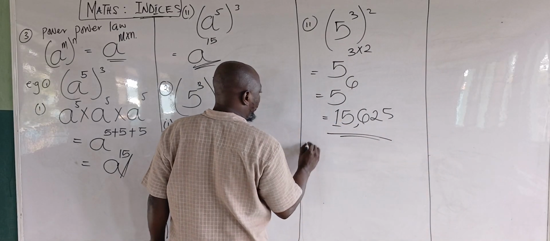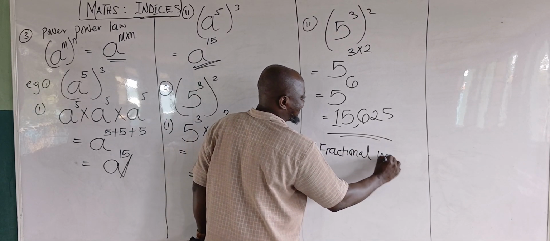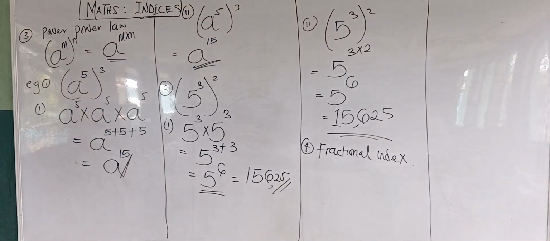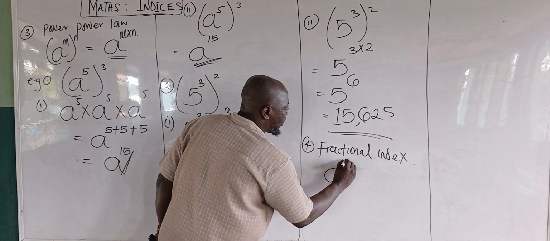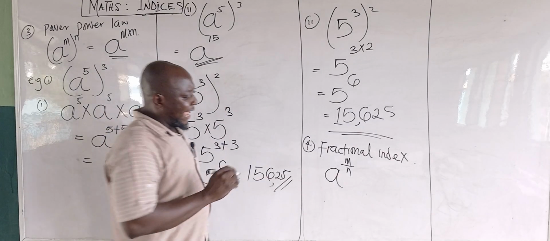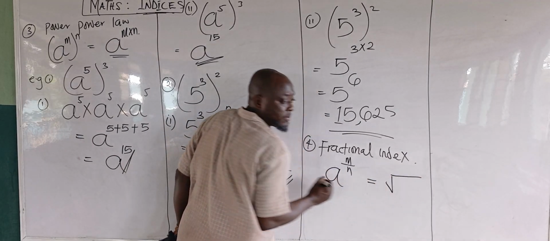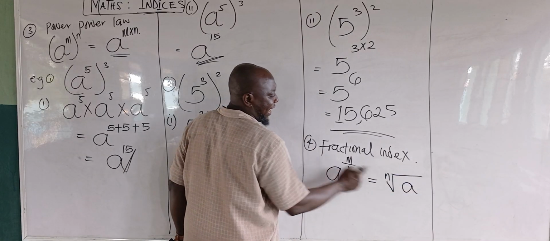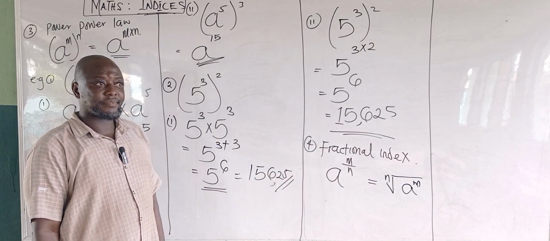Next up, rule number 4, we have fractional index. Let's do that. For fractional index, how do we express this? Fractional index can be expressed in 2 forms. If I have a raised to the power of m over n, this is where the index is a fraction. That's the power, the exponent, is a fraction. Now, how do you express this? The denominator here changes to become a root. That's the law. It changes to become a root. And then I'll put the base here with this power inside like this. This is how you express this.